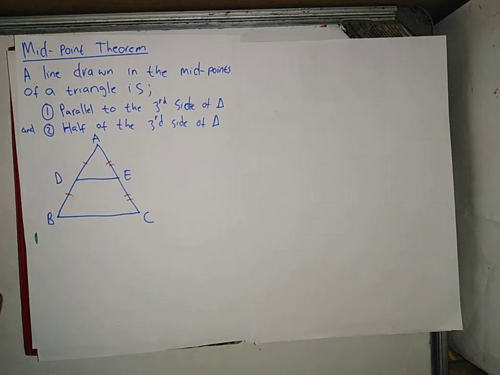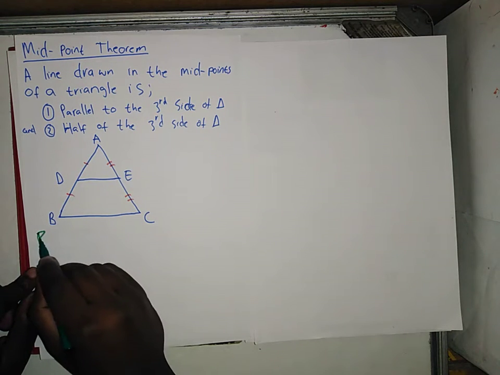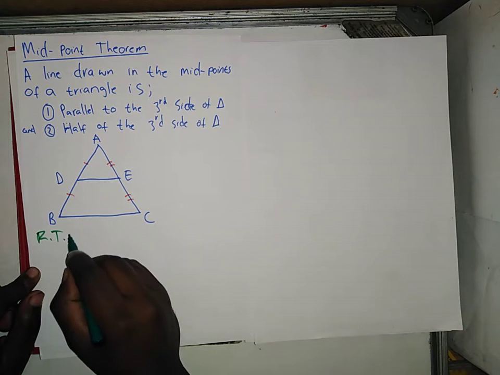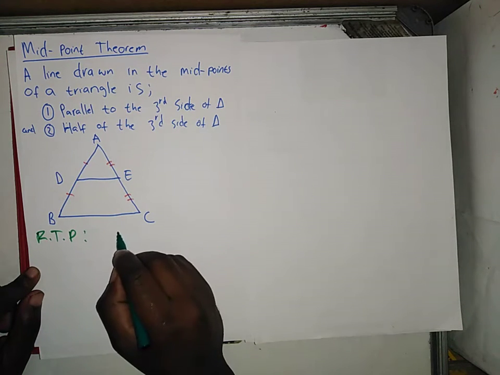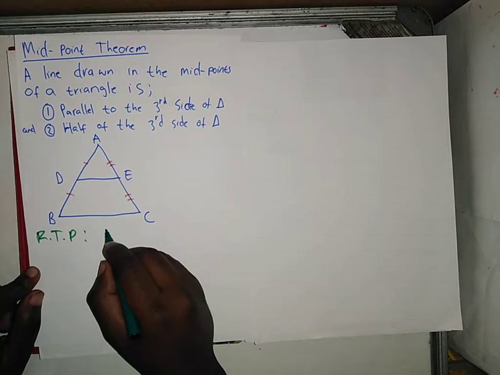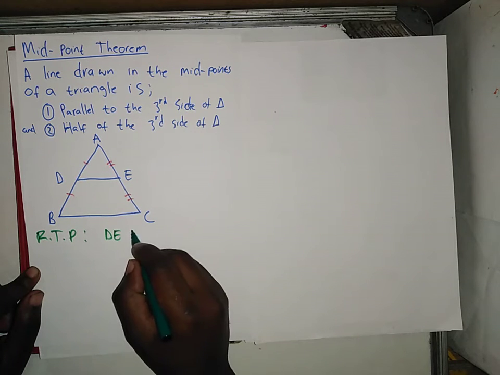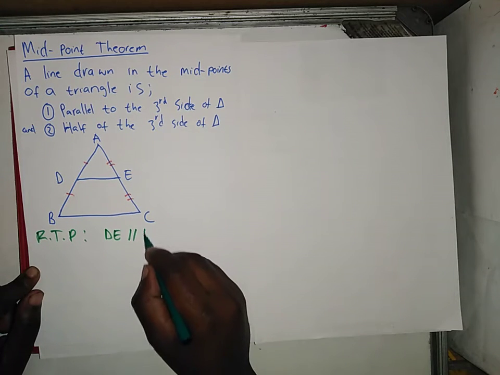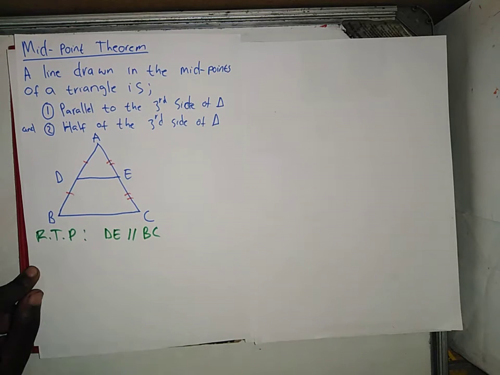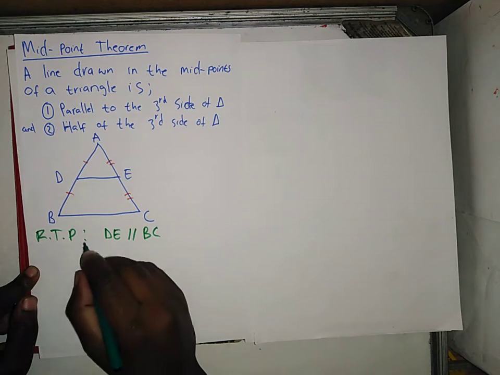you are required to prove that this line, which is DE, is parallel to BC. This is the first thing that you want to prove. Okay, this is the first one.